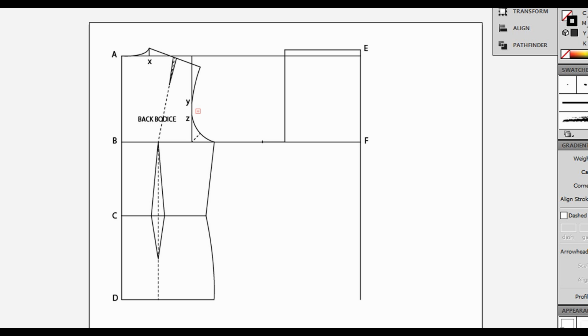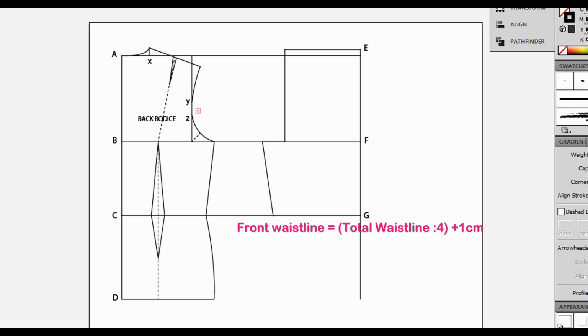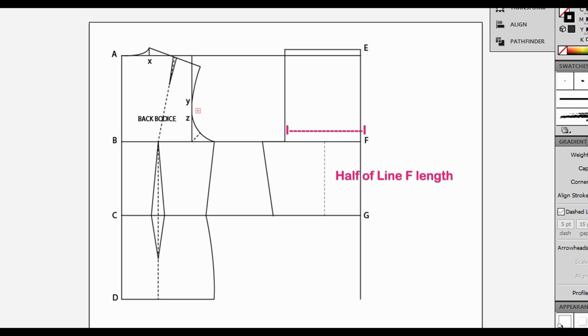Extend the line C. Determine the waistline by counting total waist length divided by 4, plus 1. Then connect, creating the side seam line. Next, draw a straight line perpendicular to line F and line G, and draw another line 1 cm down from the line F.